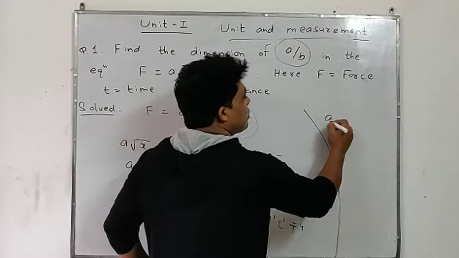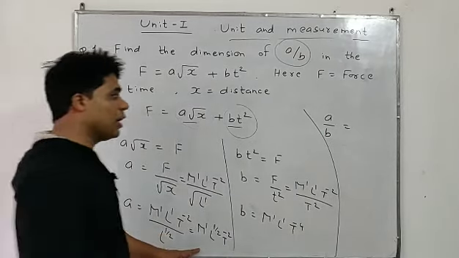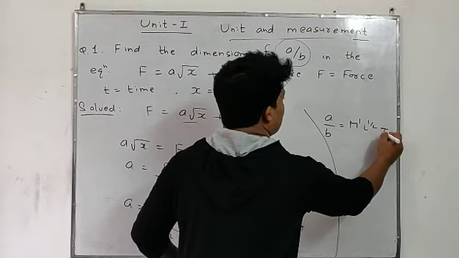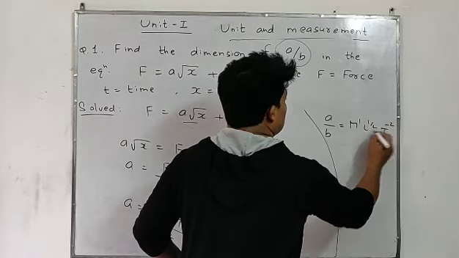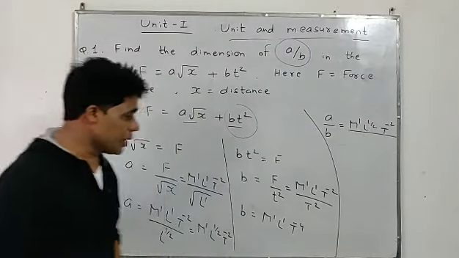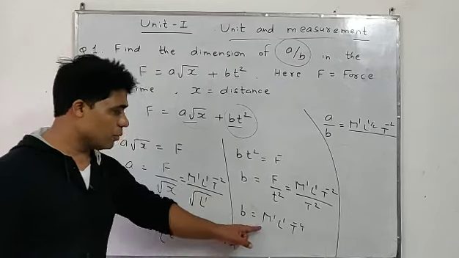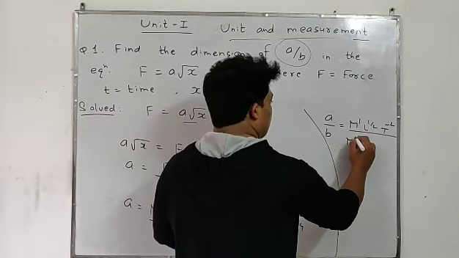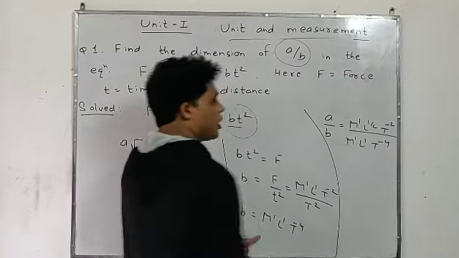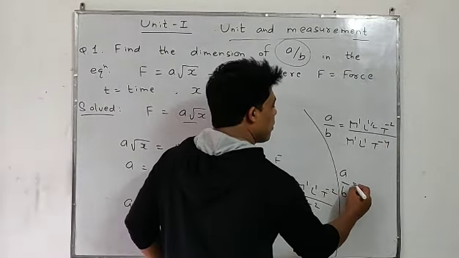For finding the result A by B, put the dimension of A: M1 L half T minus 2. Here I just put the dimension instead of A. Now, what is the dimension of B we found? M1 L1 T minus 4. Now solve this finally. What should be the dimension of A by B?